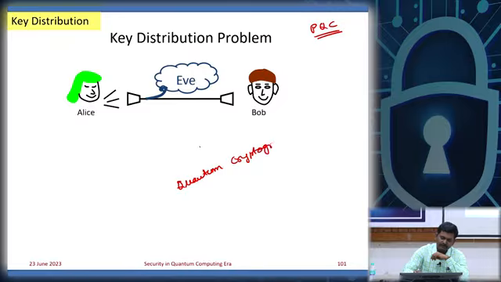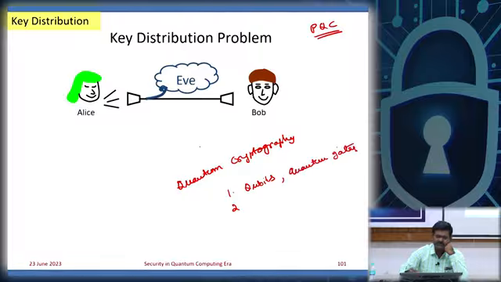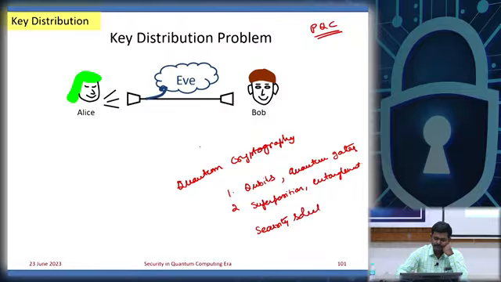What is quantum cryptography? I said in the beginning, how do you use quantum principles? What are the quantum principles? Number one, qubits, quantum gates, quantum registers, etc. Along with that, I have quantum principles such as superposition, entanglement, etc. How do I use them for building security solutions?